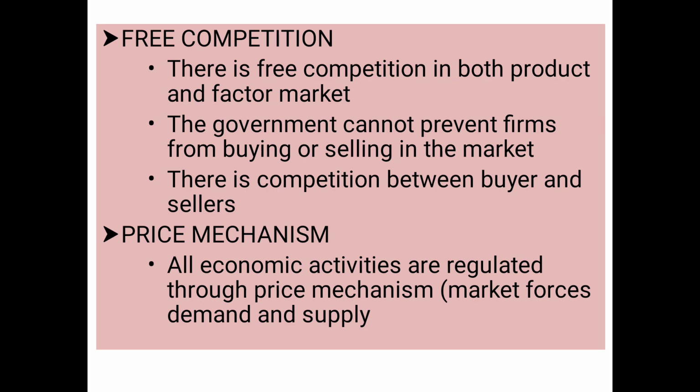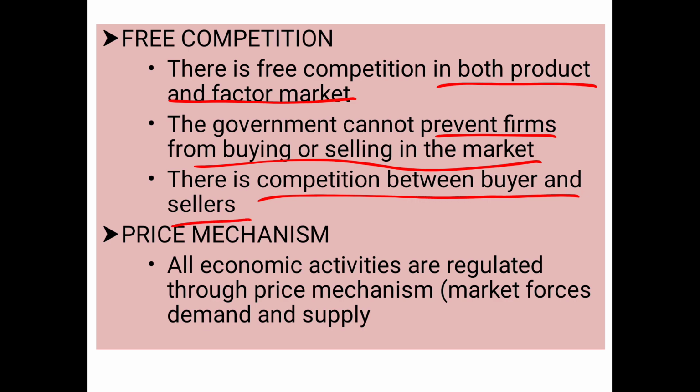The next one is free competition. There is free competition in both product and factor market. The government cannot prevent firms from buying and selling in the market. There is competition between buyers and sellers. So, free competition. If you have the product, you have all rights to enter into the market and compete with each other.